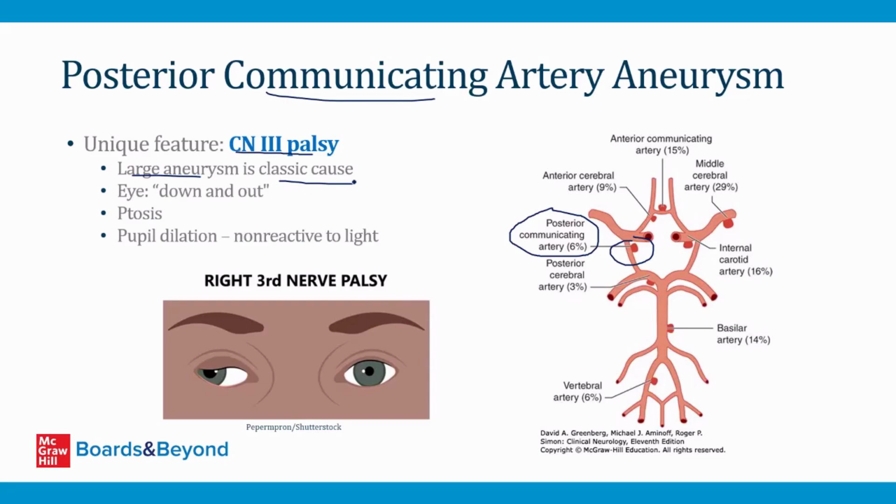A CN3 palsy, which I talk about in detail in other videos, presents with an eye that is tilted downward and outward. That's what's shown here. This eye is down and out. There's also ptosis, meaning drooping of the eyelid. And you can also get a pupil that is dilated. You can see this pupil is dilated relative to the normal side. Not only will the pupil be dilated, but it will be non-reactive to light. It's basically fixed in the dilated position.